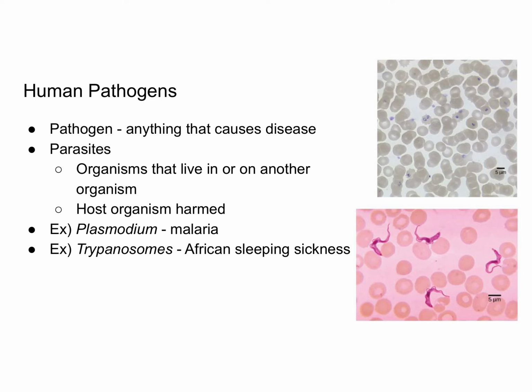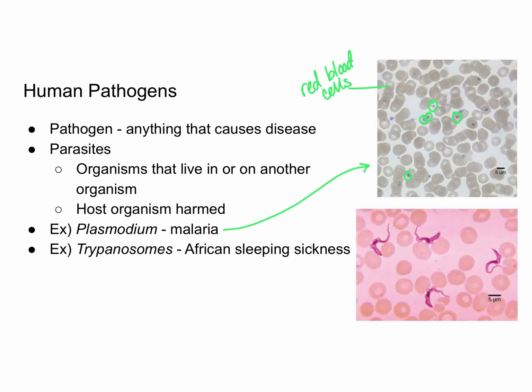Two that are fairly common that you've maybe heard of before are things like malaria, which is caused by the protist Plasmodium. This protist is transferred from one person to another through mosquitoes. If you look at this picture here, these little dark spots are the protists, and then these circles are red blood cells. This protist gets into the bloodstream and it causes damage to the red blood cells, which can result in anemia or even potentially death.